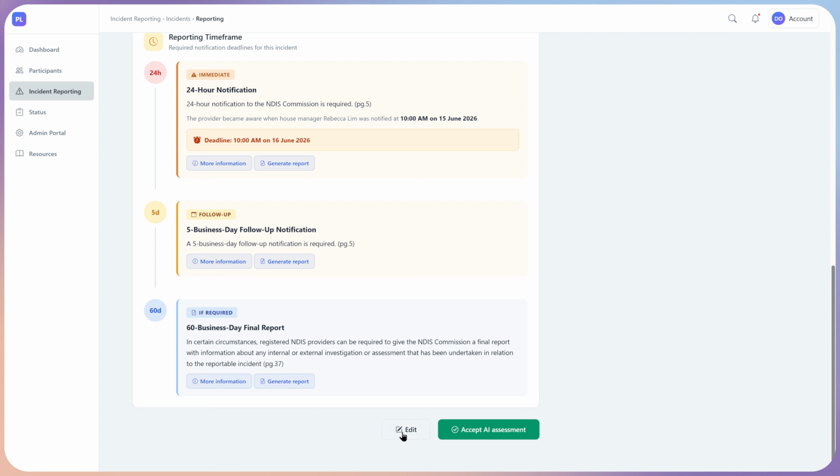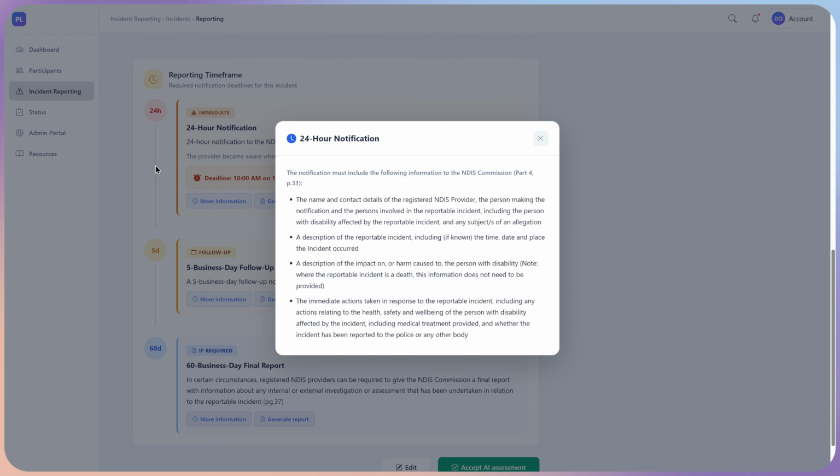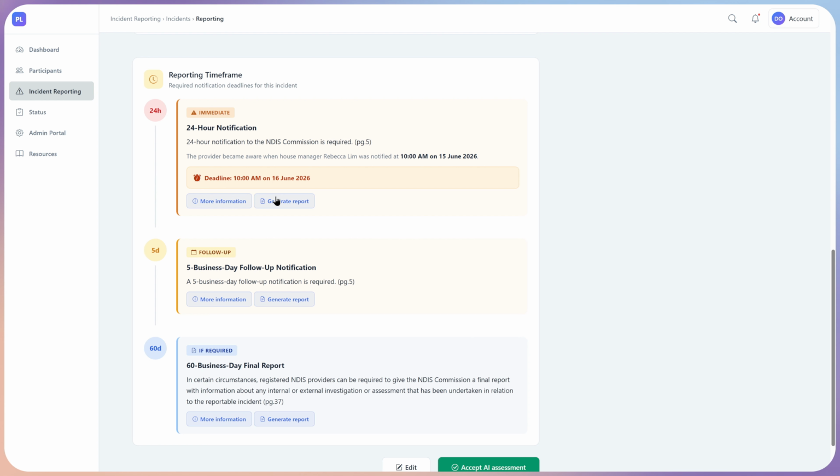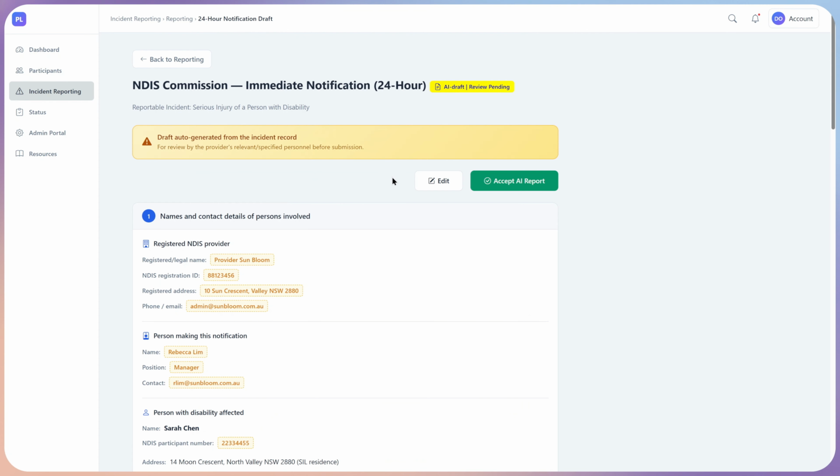So here we've got the edit button and accept AI assessment buttons. Therefore, we have full control over editing, changing, and modifying any of this information that has been provided to us. We've already seen this more information pop-up. It tells us what we need to provide to the NDIS Commission. And now, if we click this Generate Report button, the AI has generated the 24-hour notification information for this incident.